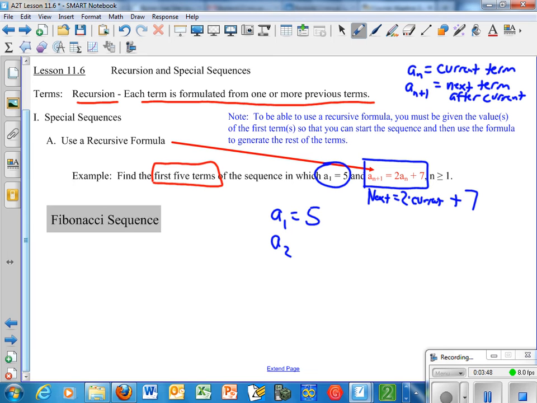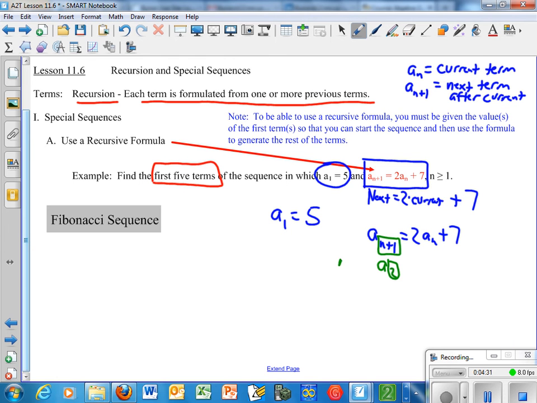Now I'm going to find A2. And actually, I think I'm going to do it this way. Let's write down the recursive formula here: a subscript n plus 1 is equal to 2 times a_n plus 7. So if I'm going to find A2, it's very important that you realize what n is, because some of these recursive formulas, instead of having n in the subscript, might have an n over on the right-hand side. So you always have to understand what n is.